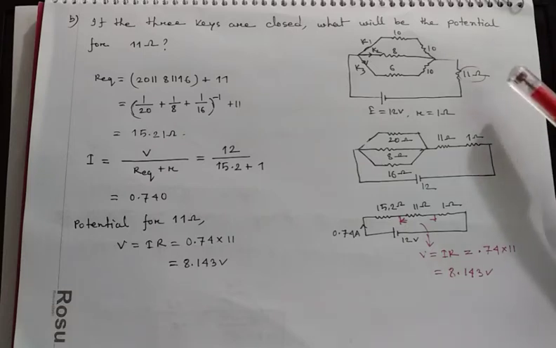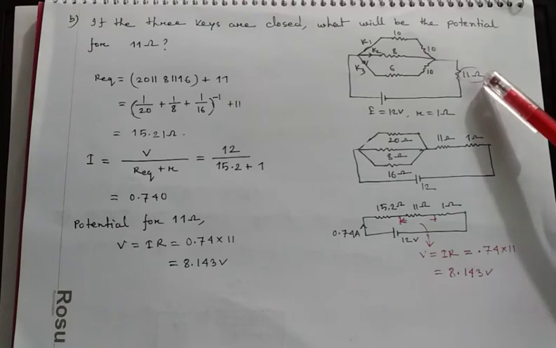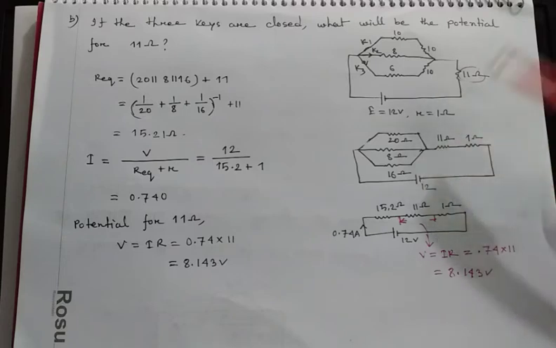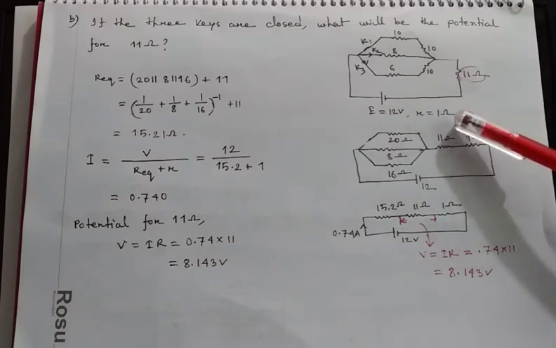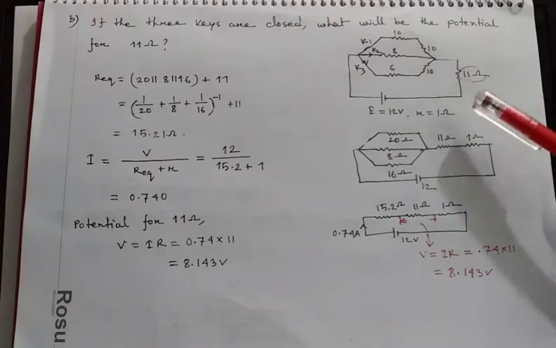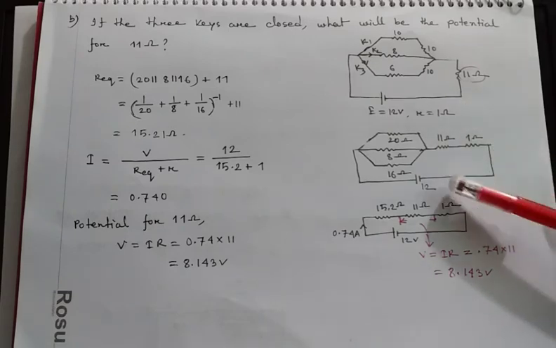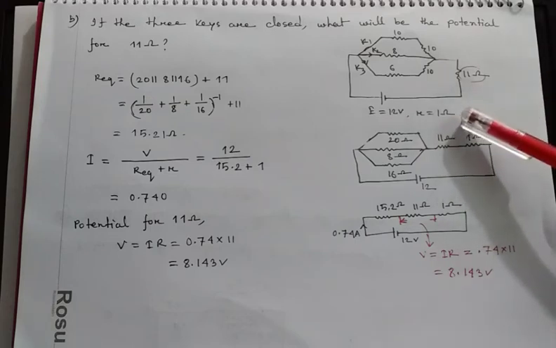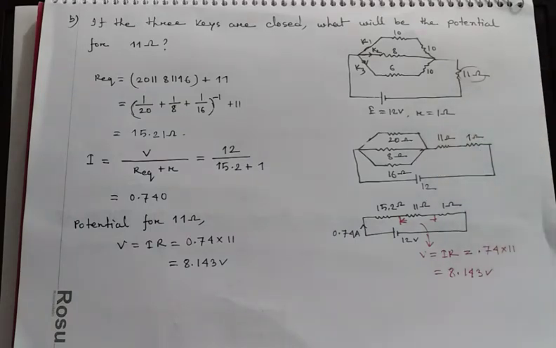And then the 11 ohm is in series with this combination. We have to notice a very important thing over here: the internal resistance is given, so we have to take it into account. We have to count this one in our calculation. If internal resistance is given in any circuit, it is a must to count it in the calculation.